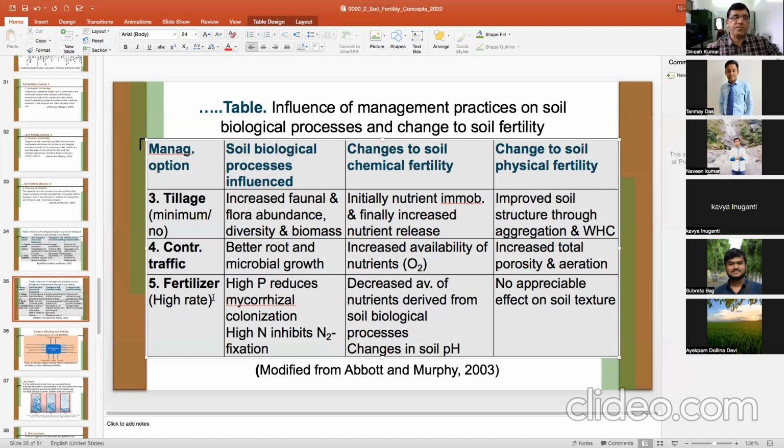Now, what happens when you add fertilizer at high rate? So high P, particularly if your phosphatic fertilizer is added, affects mycorrhizal colonization, and high nitrogen inhibits N2 fixation. So these are some of the effects of fertilizer addition on biological processes. Decreased availability of nutrients derived from soil biological processes, changes in soil pH because of fertilizer, and no appreciable effect on soil texture.